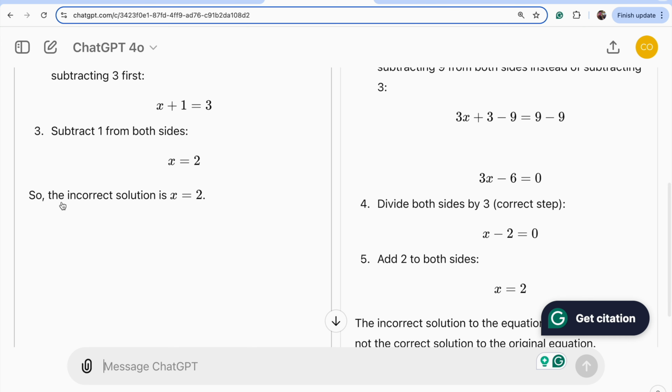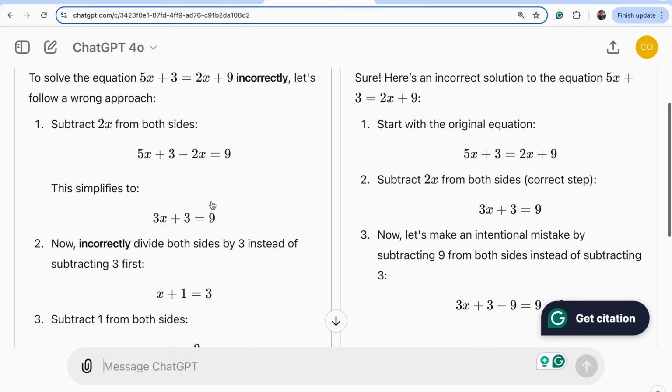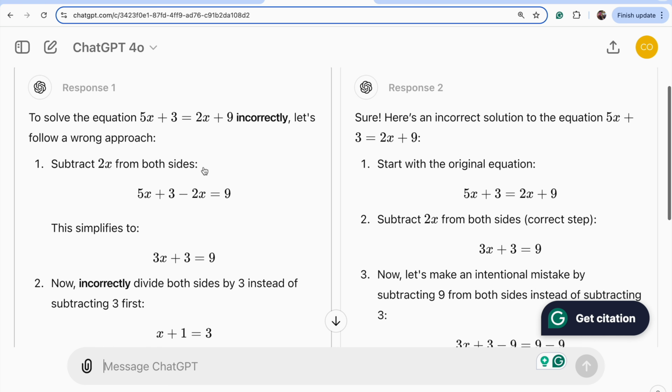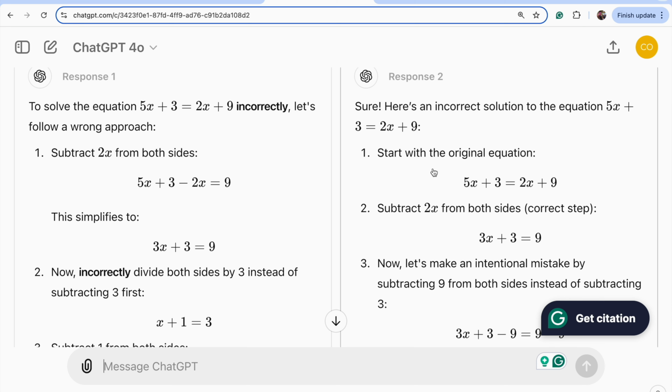So here the incorrect solution is 2, but this is correct. Because if you say 5 times 2, that's 10, plus 3, that's 13. And 13 equals 2 times 2, which is 4, plus 9, which is 13. And 13 equals 13, that's correct. Let's check the other response.